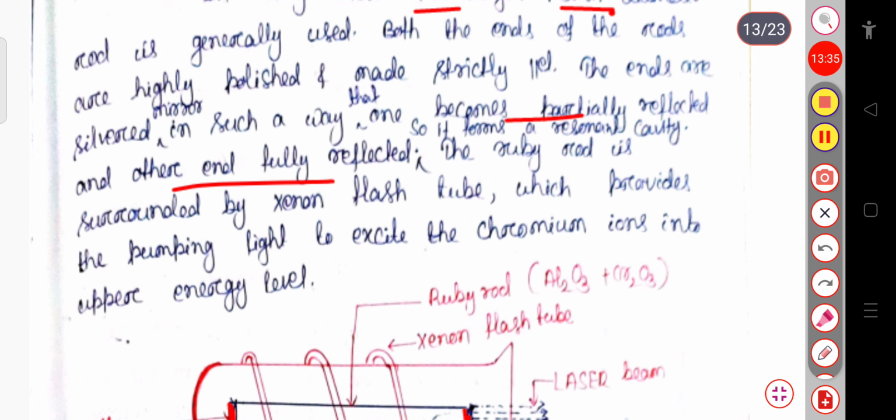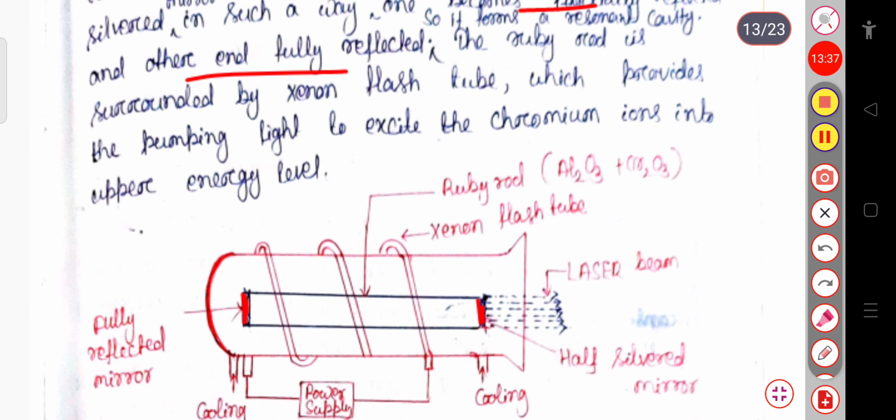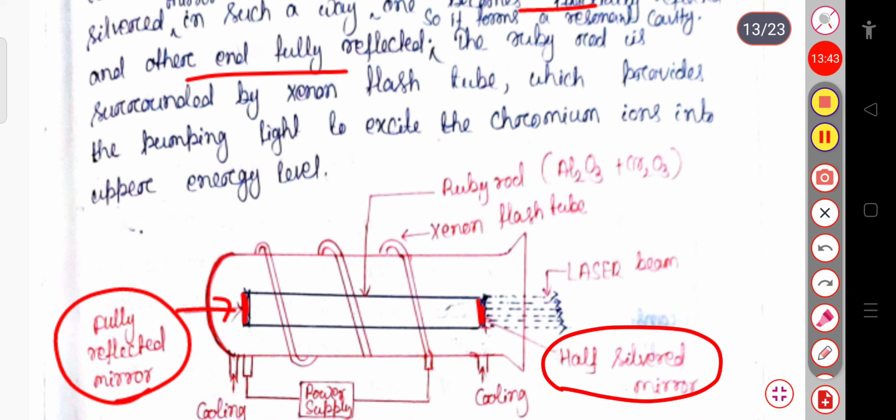So in this diagram you can see this is your ruby rod, this part is your fully reflecting mirror, and the other side is your half silver mirror, or you can say the partially reflecting mirror. So it forms a resonant cavity.